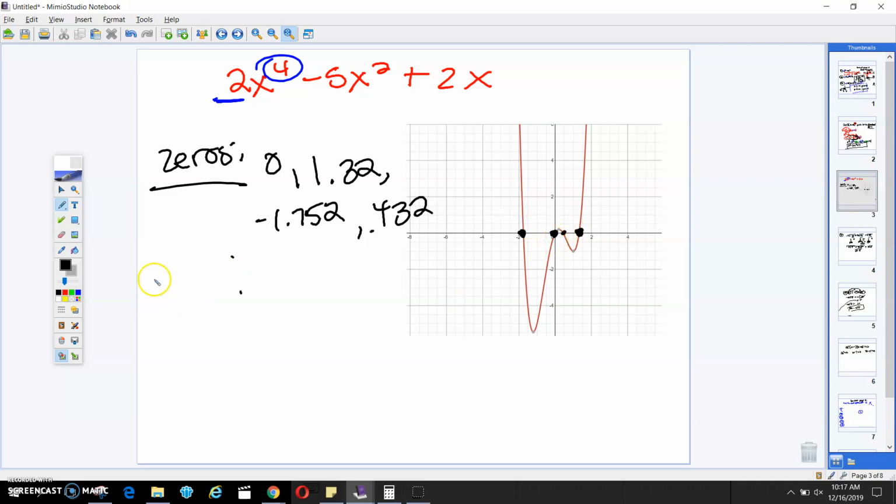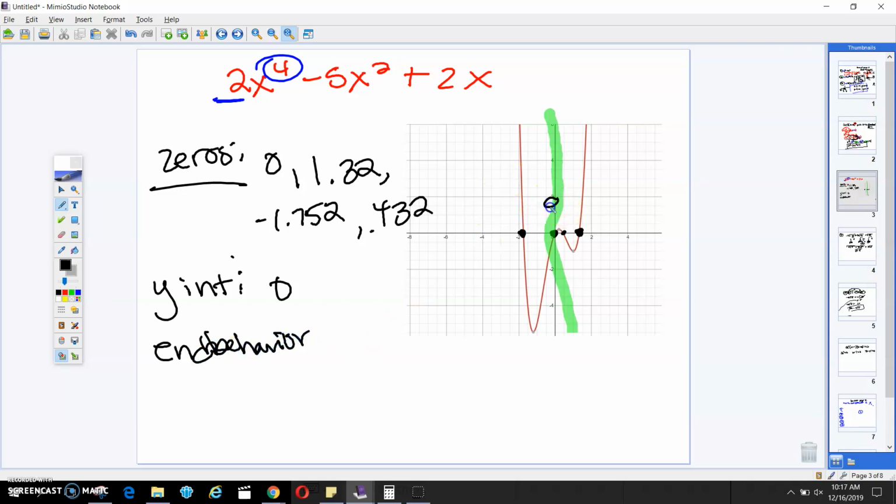For my y-intercept, that's where it crosses the y-axis. So that's going to be along this line. So where does it cross? At 0, 0. So my y-intercept is going to be 0. Okay? For end behavior, that's what we just did. We're standing at 0, 0.